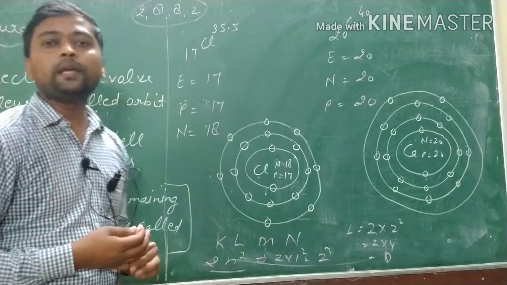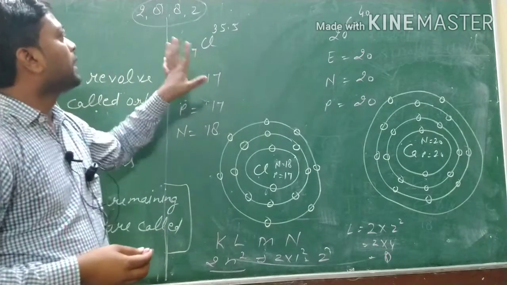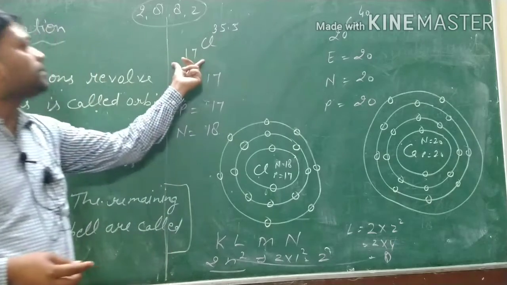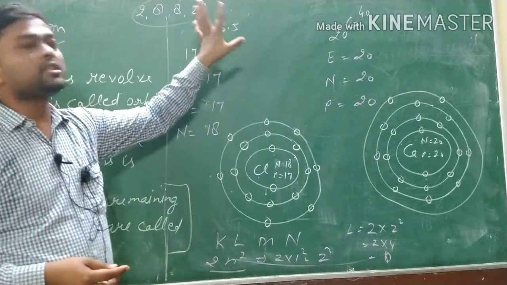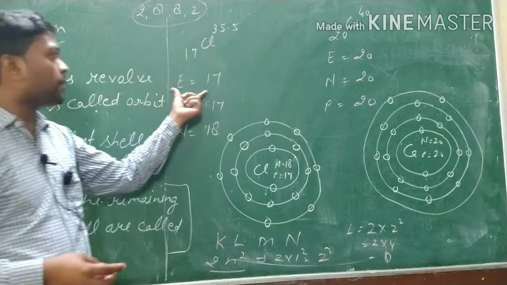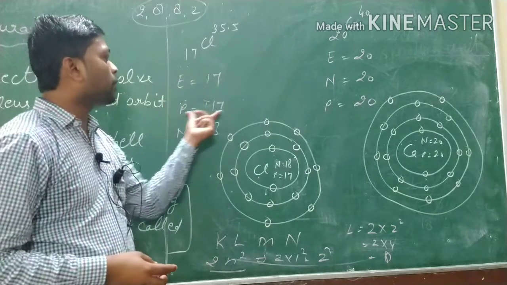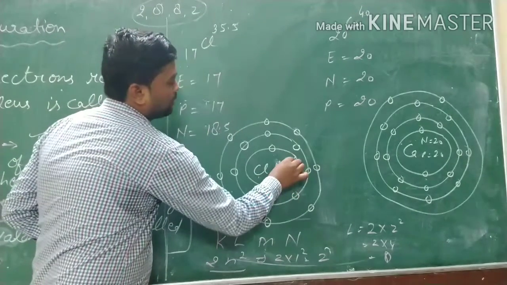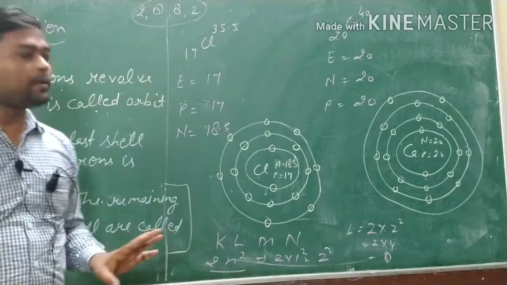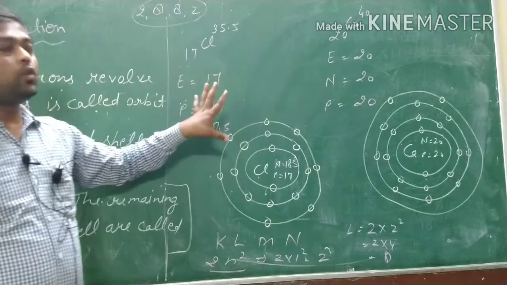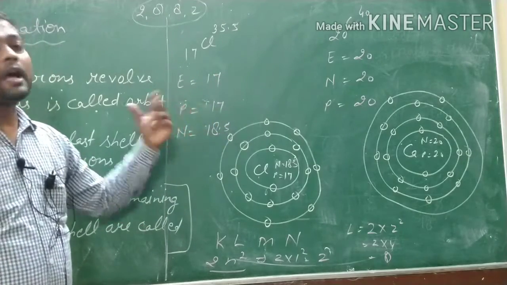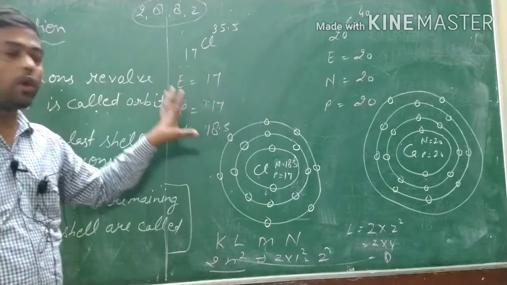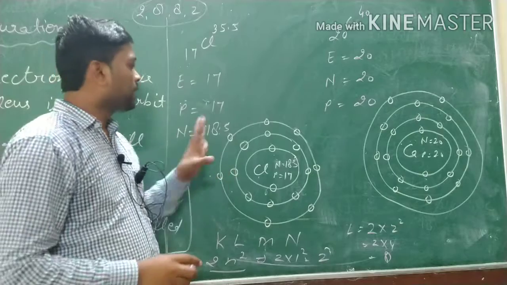So I am just going to tell you how we can draw the electronic configuration. Electronic configuration कैसे हम बनाएंगे? First of all, I am taking chlorine. The atomic number of chlorine is 17 and atomic mass is 35.5. So the number of electrons is 17, protons 17 and neutrons 18.5. Clear? I told you in the last video how we can find these. You can see the last video to learn how to find the number of neutrons, protons and electrons. Clear?